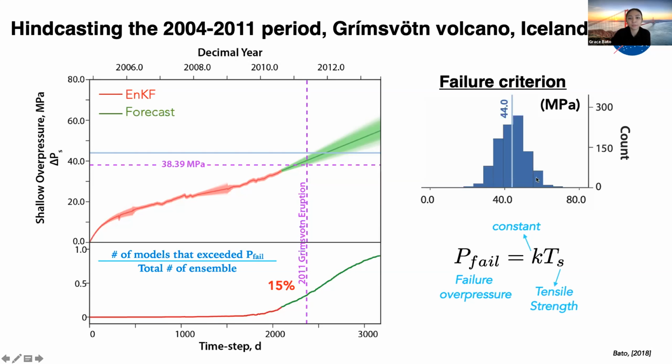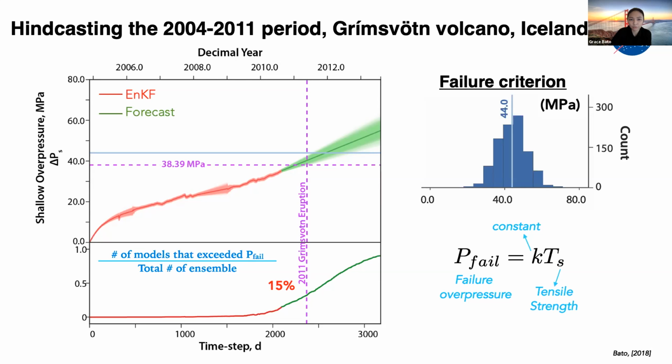And at each time step, we evaluated how many of these models have actually exceeded their initially assigned failure criterion. So here is the shallow overpressure as a function of time, and red is the result of data assimilation, and the green curve is basically just forecasting the model forward in time for several time steps. This plot here is the number of models that exceeded the initially assigned failure criterion over the total number of the ensemble.